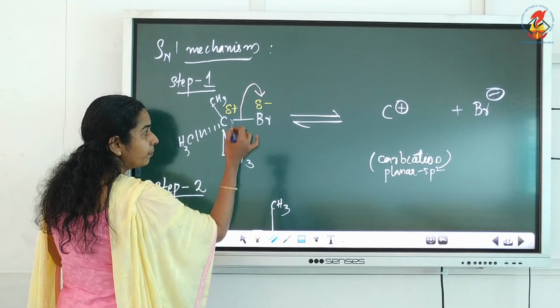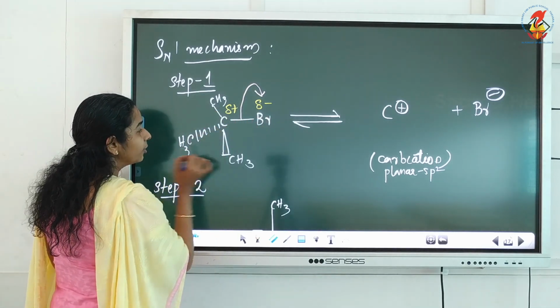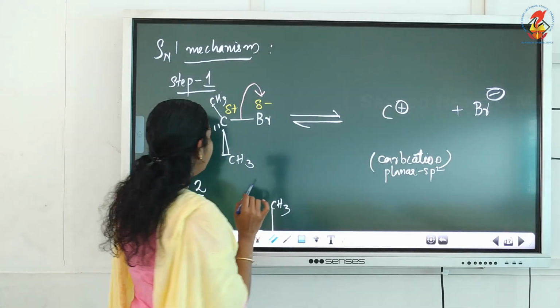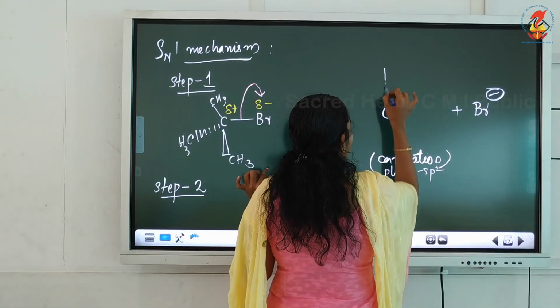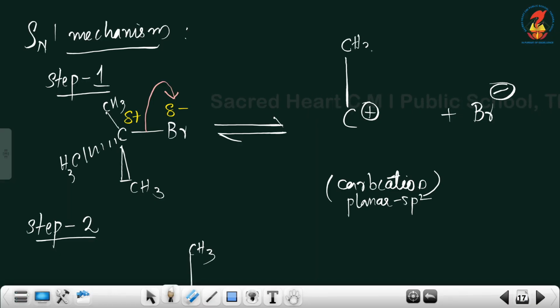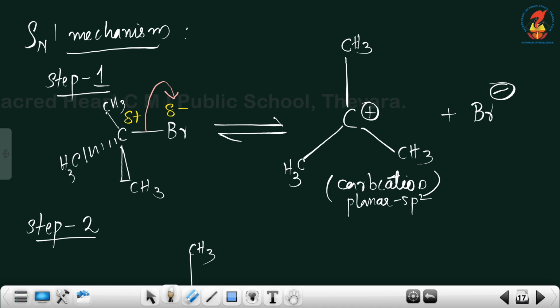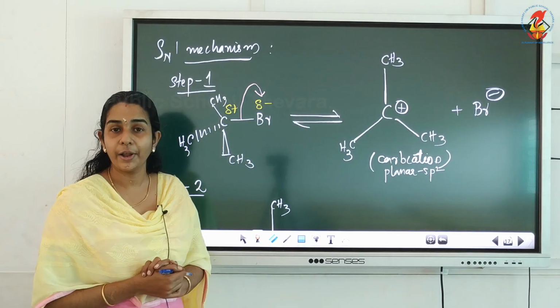So how can we draw the structure of this remaining carbocation here? Now there is no more bromine here. The three other groups on this carbon atom are three methyl groups. So how are they? They are planar, meaning all the three groups will be present on the same plane. This is the structure of a carbocation.